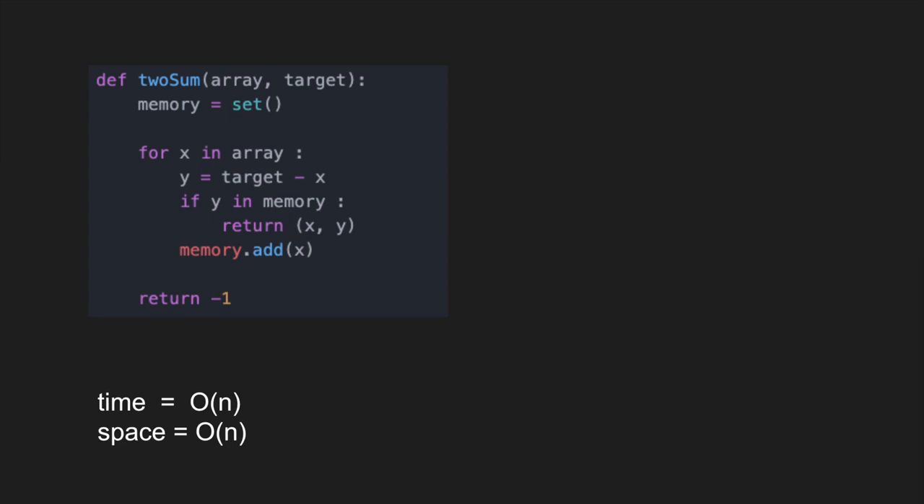Based on the observation that we've made for the number of lookups and insertions in the memory, we can expect the time complexity to be big O of n. For the space complexity, we know that we are now explicitly using memory to store the numbers that we have already visited, and at most we would have n numbers in memory, so the space complexity is big O of n as well. That's it for the two-sum problem.